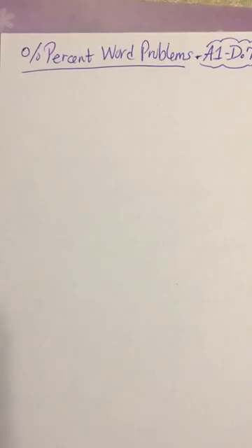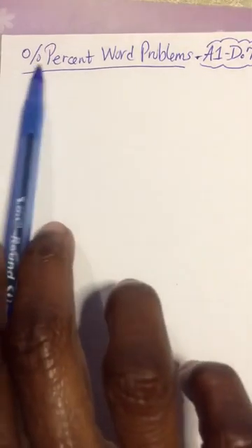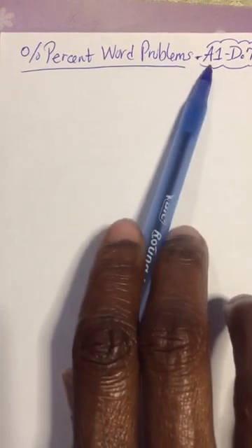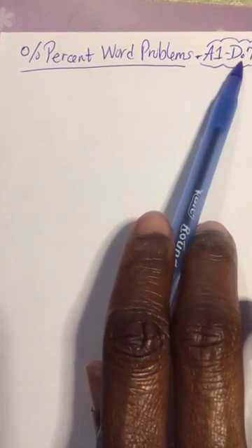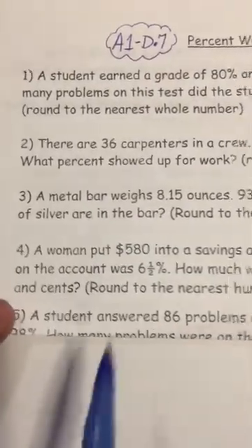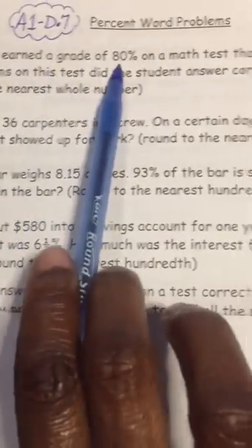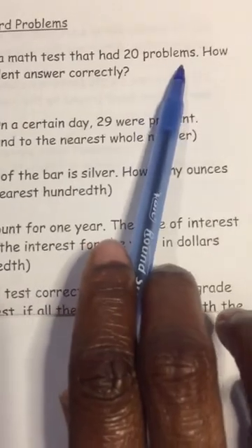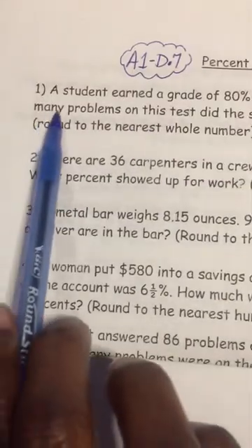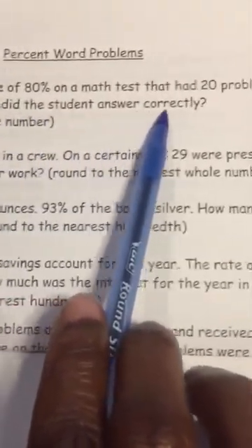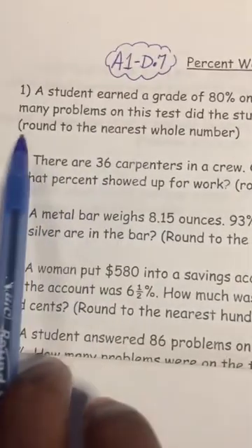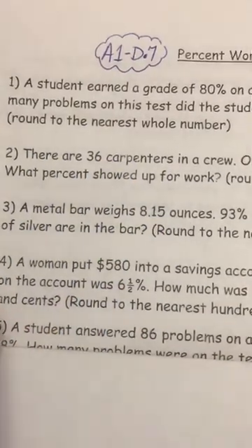Class, this is Ms. Champagne, and today I'm going to teach you about percent word problems, IXL lesson A1-D.7. Our first question says, a student earned a grade of 80% on a math test that had 20 problems. How many problems on this test did the student answer correctly? And you're going to round to the nearest whole number if you need to.